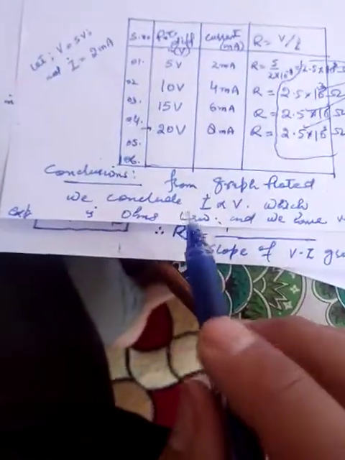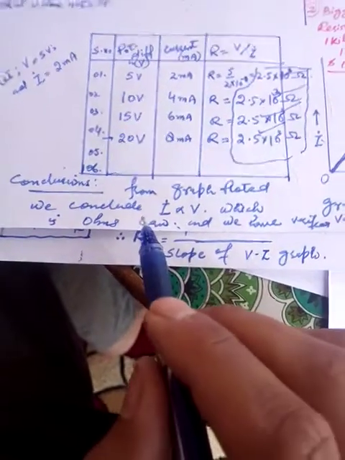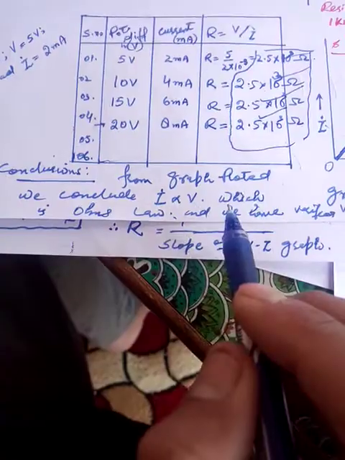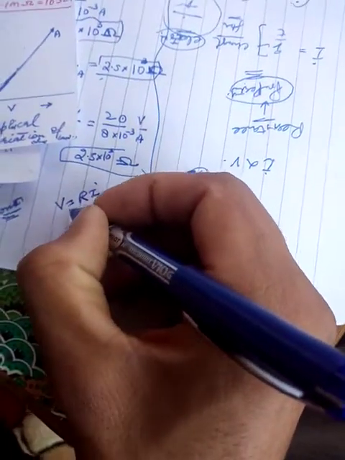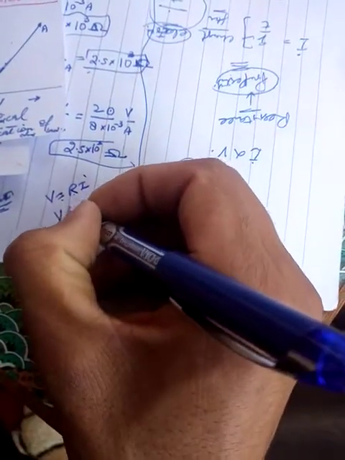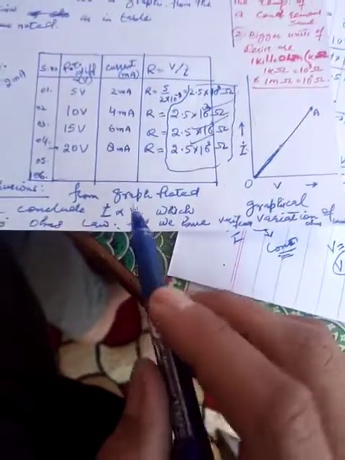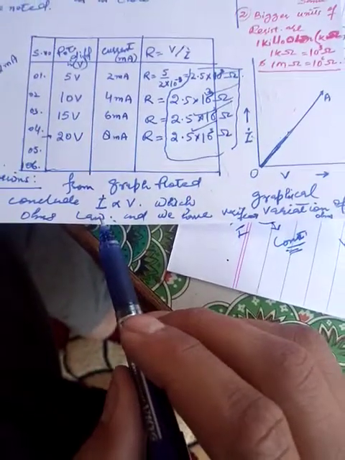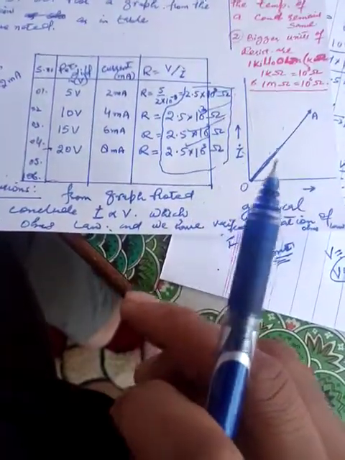So finally, from this graph that we have plotted, we conclude that I is directly proportional to V when R is constant. We can say V is equal to IR, so V is directly proportional to I. So finally we have concluded that R is the ratio of potential difference to the current flowing through a conductor, but this ratio always remains constant, which proves Ohm's law.